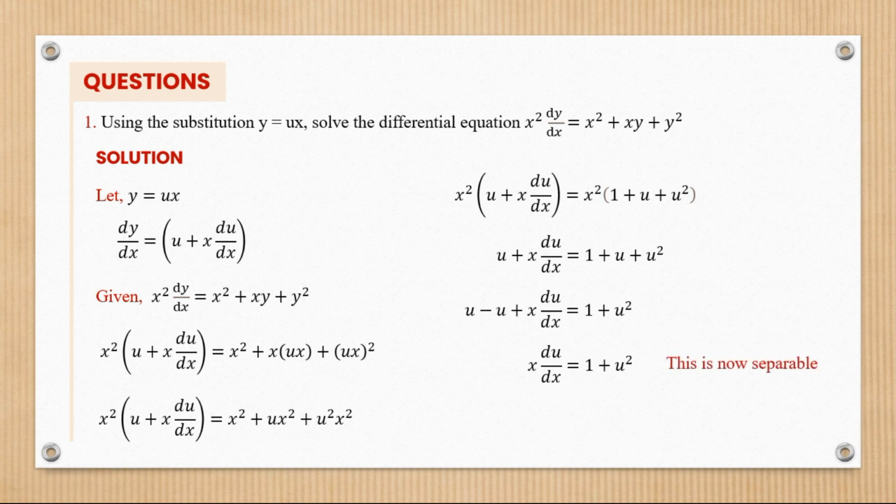Now when I separate them, I'll have 1 over 1 plus u squared du being equal to 1 over x dx. At this moment, I can solve it the way I solve separable differential equations. Now integrating both sides, I will have the integral of 1 over 1 plus u squared du being equal to the integral of 1 over x dx.